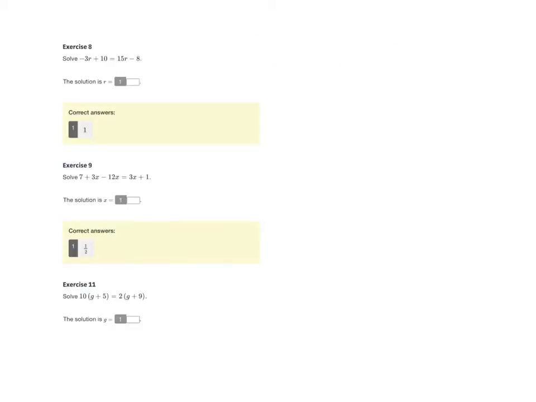Alright, exercise 9. I've got 7 plus 3x minus 12x equals 3x plus 1. So the first thing I notice is that on the left side we have some terms that we can put together. So we're going to combine like terms. Positive 3, negative 12. So that's like negative 12 plus 3. That's going to take us down to negative 9. So all I did was combine these two.